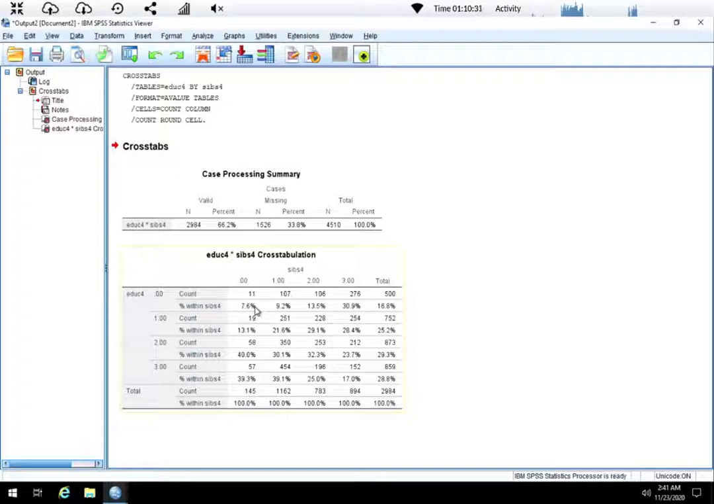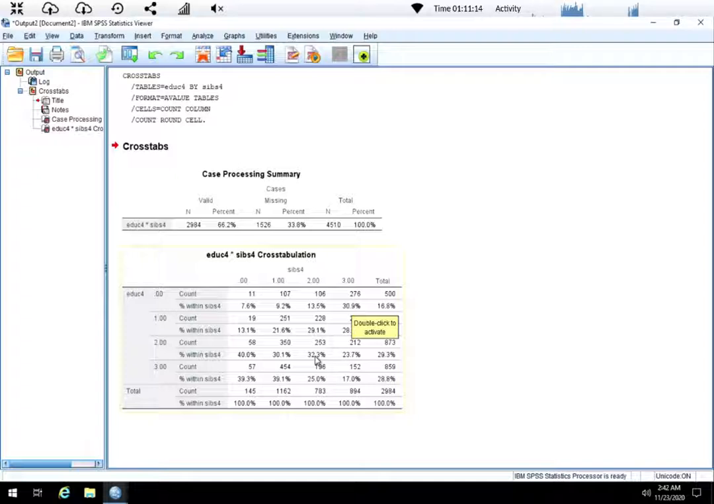We would say the direction here is negative. So as the number of siblings increases, so it goes from left to right, as the number of siblings increases, educational attainment decreases. So if you're looking for some patterns here, you want to find the largest percentage in a column. So here, people who have siblings in the highest category, they tend to have the lowest level of education. The next one is this one right here. People who have somewhat larger families, but not the largest, they tend to have mid-level education.